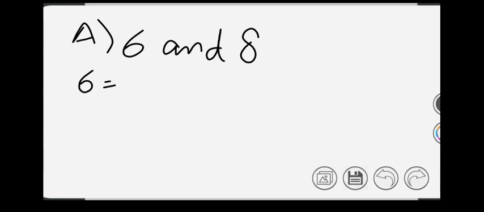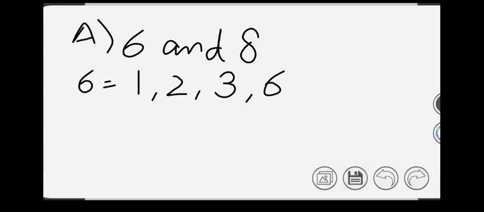So let's start. First is 1, because 1 is a factor of all the numbers, because every number comes in the table of 1. So 1 will be written in the beginning. Then 2, because in the table of 2 also 6 comes. So 2 is also a factor of 6. The next number would be 3. 3 is also a factor of 6, because in the table of 3, 6 comes. Then 6. So here we have listed down all the factors for the number 6.